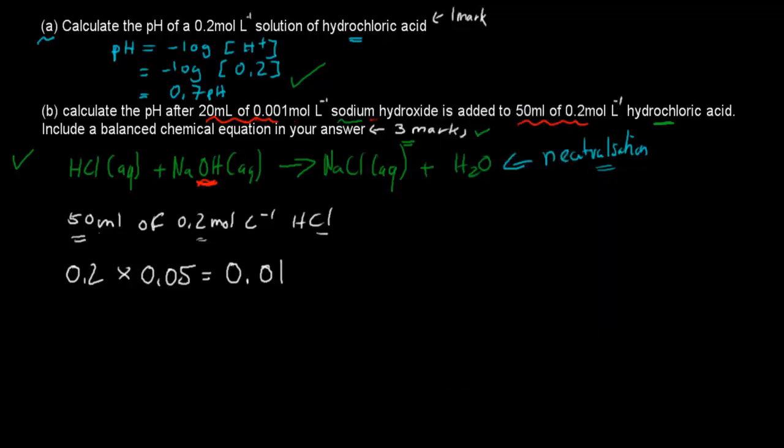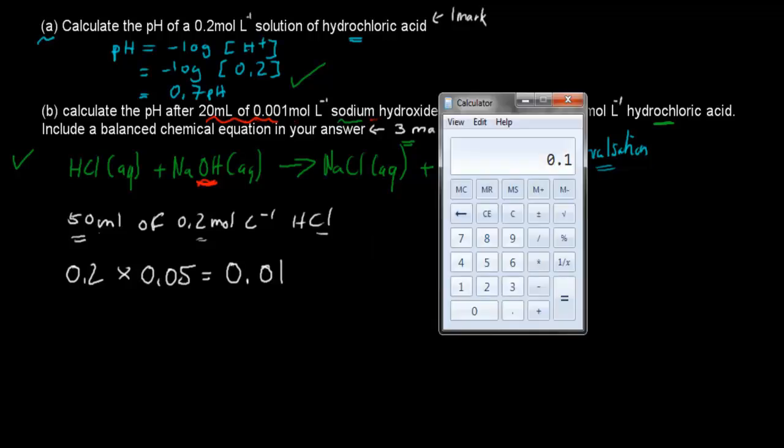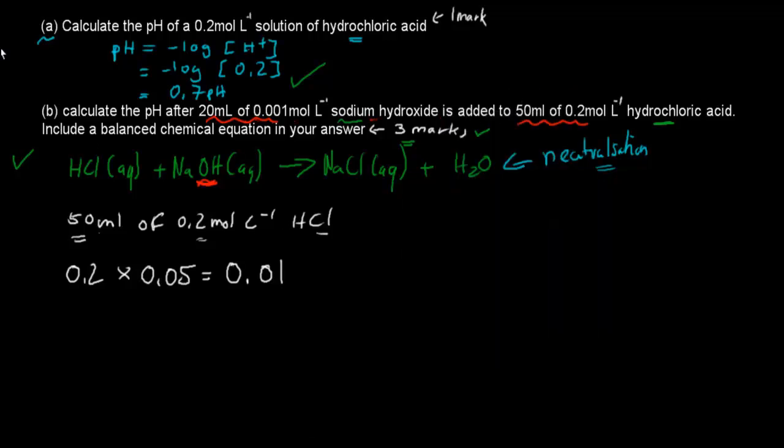Should have been 0.01. 2 times 0.05 equals 0.01. I must have made a mistake initially, but yeah, 0.01 moles. So we've got 0.01 moles of hydrogen ions from the hydrochloric acid.